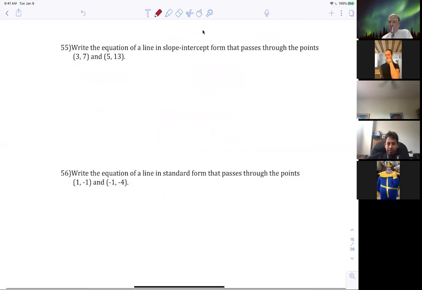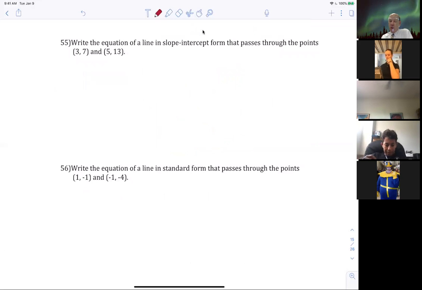Continue on. 55. Uh-oh. We got a major problem here because we don't have the slope. So we have to figure out the slope. Now, again, we're practicing our mental math. All right? So who said that already? Sam, are you right?